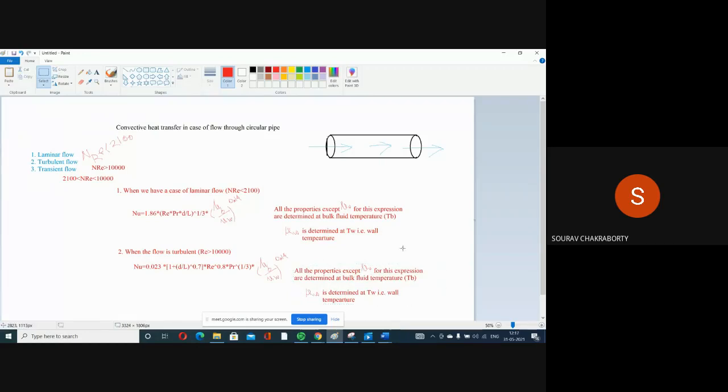So suppose some hot fluid is flowing and convective heat transfer is occurring through the circular pipe. For example, in the case of a heat exchanger, when you use concentric tube heat exchangers, tubes are there.